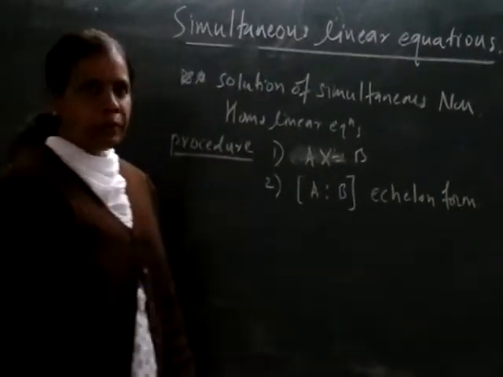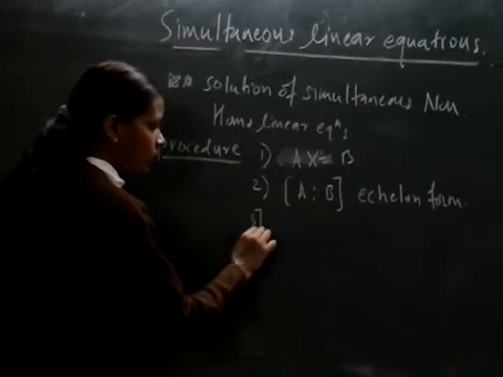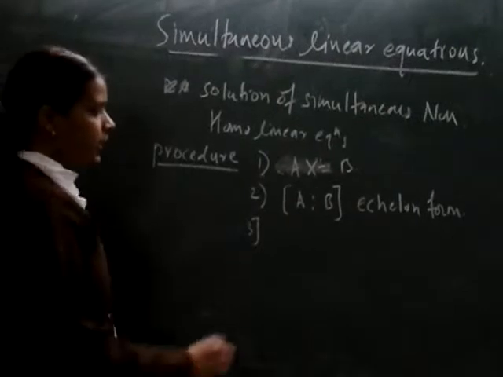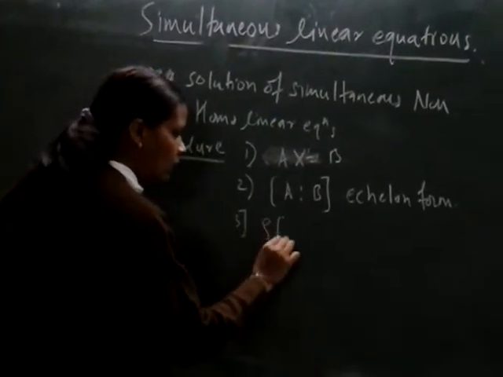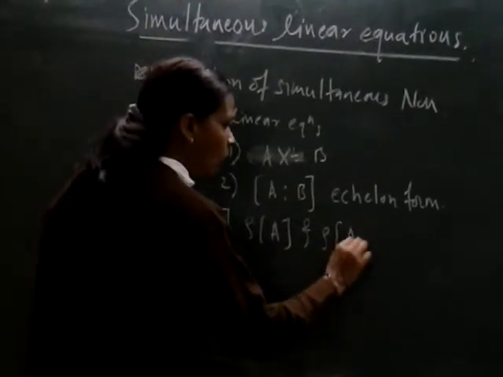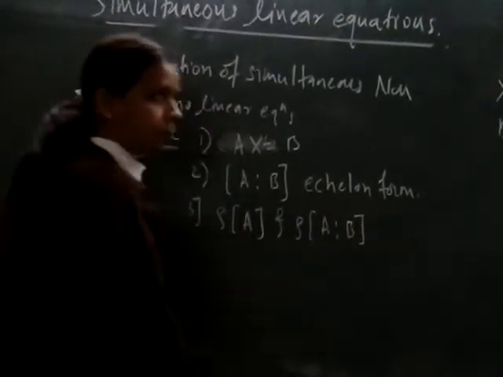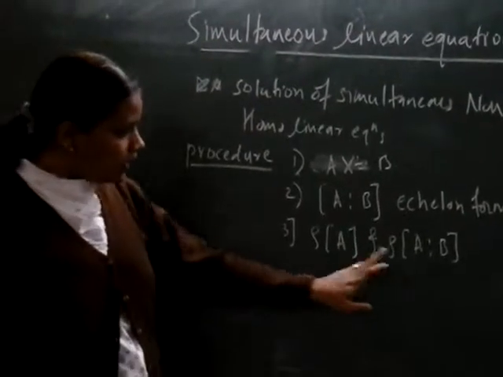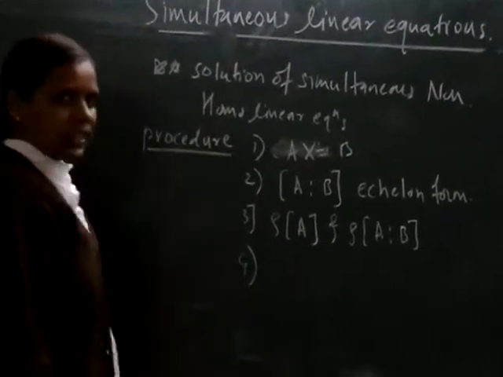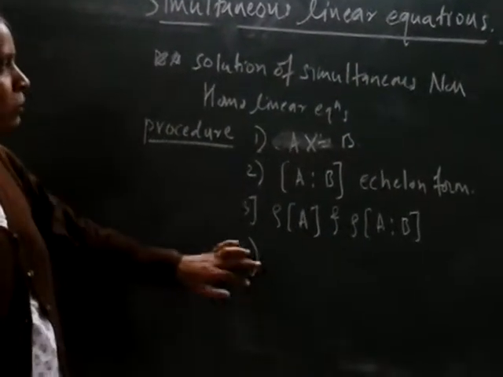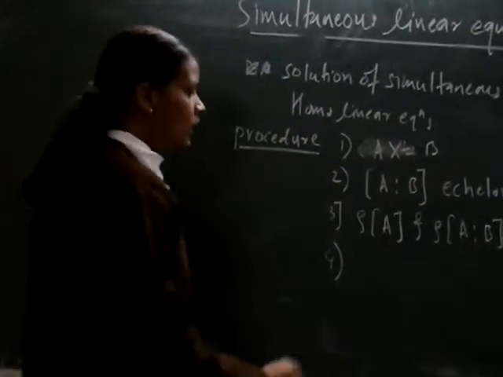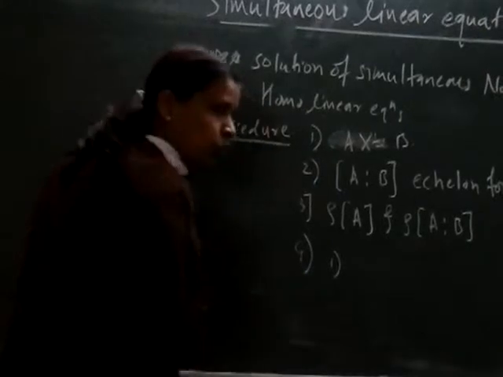That is the second step. In the next step, what do we have to do? Once you get the echelon form, then in the next step you have to find out the rank of A and the rank of the augmented matrix AB. Then, in the fourth step, there are three conditions you have to remember to find the solution of a non-homogeneous system of equations. What is the first condition in the fourth point?